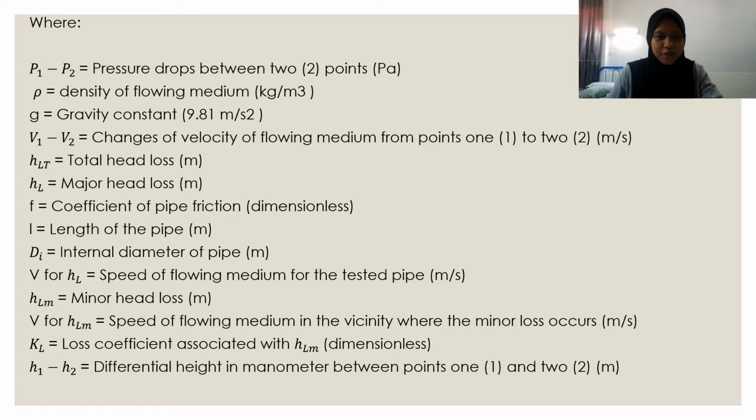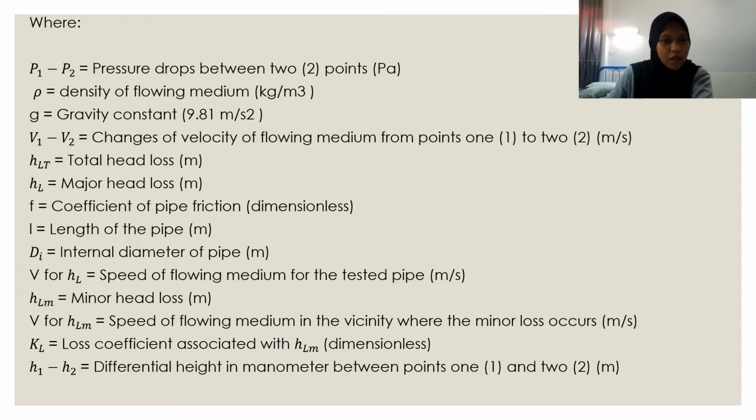The next slide shows the meaning of all the symbols that we use in the formula. P1 minus P2 equals the pressure drop between 2 points, and the unit is Pascal. Rho equals the density of the flowing medium, in kg per meter cubed. G is the gravity constant, 9.81 m s^-2. V1 minus V2 is the change of velocity of the flowing medium from point 1 to point 2, in the unit m/s.